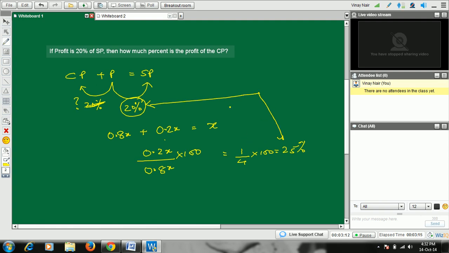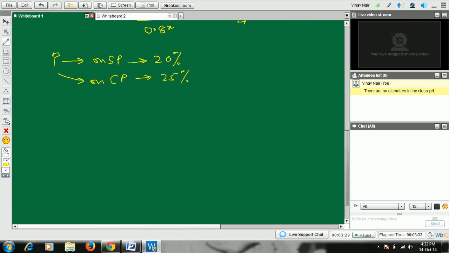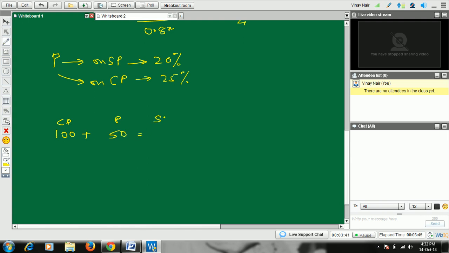So this is one observation, that is, profit on selling price, when it is 20%, it is 25% on cost price. So let us take some other number. Say suppose our cost price is 100 and our profit is 50. So our selling price is 150. So profit is half of cost. So half is nothing but 50%. So profit is 50% on cost price.